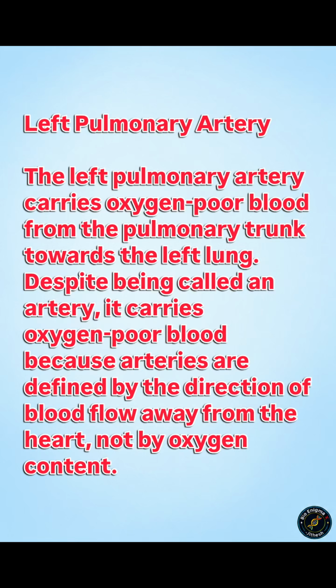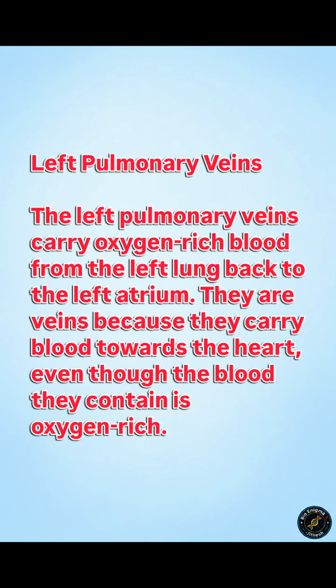Left pulmonary artery. The left pulmonary artery carries oxygen-poor blood from the pulmonary trunk towards the left lung. Despite being called an artery, it carries oxygen-poor blood because arteries are defined by the direction of blood flow away from the heart, not by oxygen content. Left pulmonary veins. The left pulmonary veins carry oxygen-rich blood from the left lung back to the left atrium. They are veins because they carry blood towards the heart, even though the blood they contain is oxygen-rich.